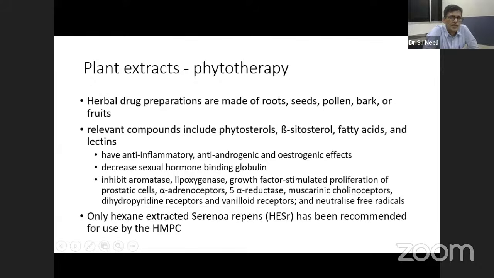Other drugs which are used are the plant extracts, that is phytotherapy. Herbal drug preparations are made of roots, seeds, pollen, bark, or fruits of various trees. The relevant compounds within these herbal therapies include phytosterols, beta-sitosterol, fatty acids, and lectins, which are presumed to have anti-inflammatory, anti-androgenic, and estrogenic effects. They also tend to decrease the sex hormone binding property, inhibit aromatase, lipoxygenase, growth factor stimulated proliferation of prostatic cells, and alpha blockers, and 5-alpha reductase are also inhibited. And only hexane extracted Serenoa repens has been recommended by the Herbal Council.